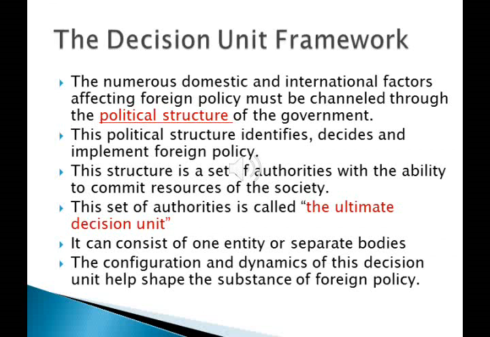So at this point, we are interested in the structure of the authority, and its ability to commit resources for implementing foreign policy decisions.